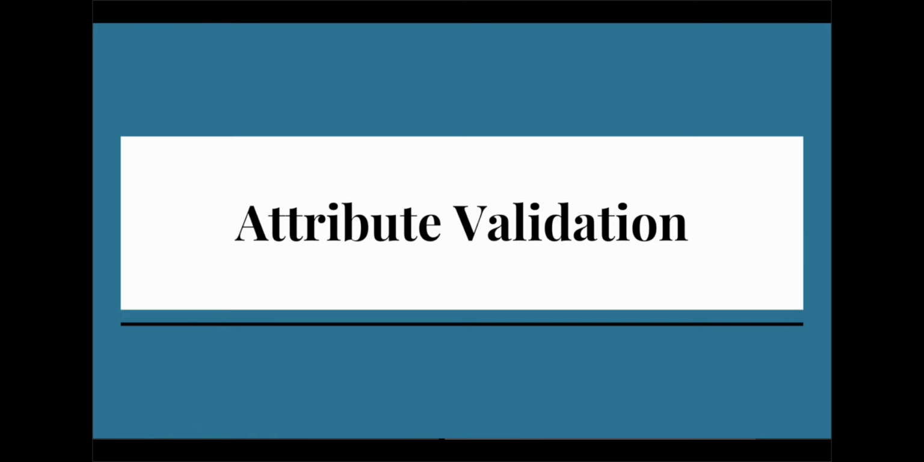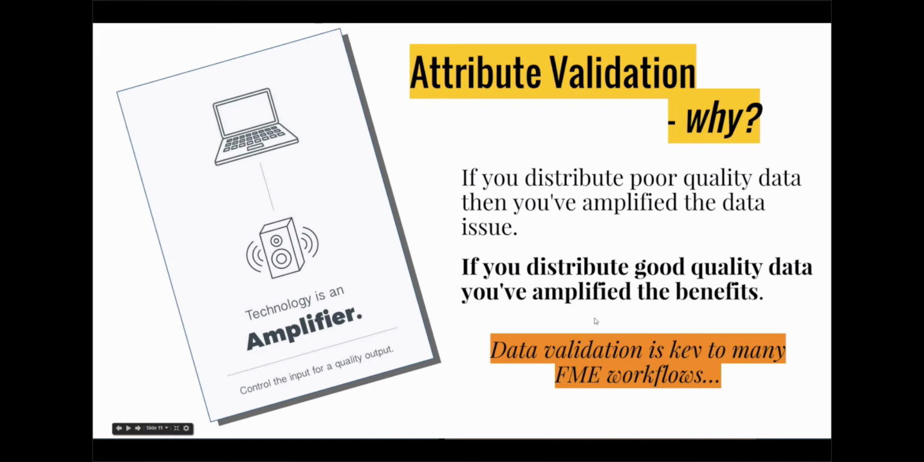So we can take an input data set and manipulate the attributes so that they're aligned with our destination data model. But the next step would be to possibly validate that data. So what will that look like? So why would we want to do Attribute Validator?